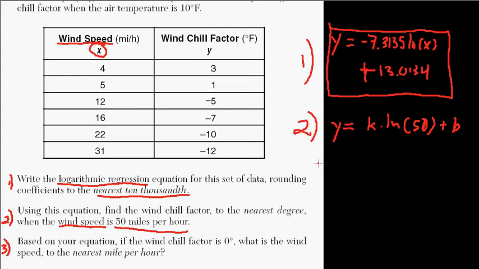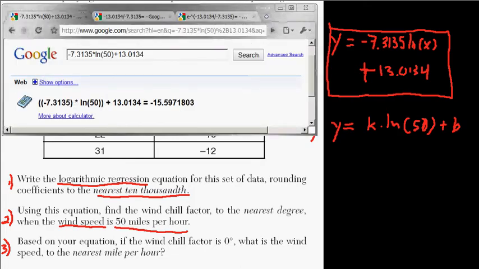Now, if you have a calculator, you can go and take out your calculator and put that in. I want to show you something nifty here that I think you might find interesting. Google is a calculator. You can enter in mathematical terms on Google, and you can get answers. So the answer here, if we go into just google.com, type in negative 7.3135 times, that's the star key, that's shift 8, times natural log of 50 plus 13.0134, press equal, hit search, it comes up with the answer.